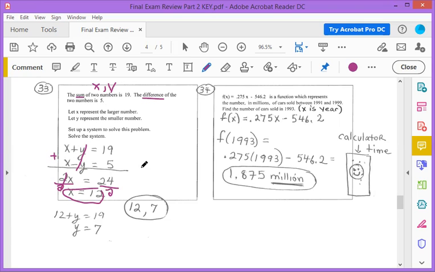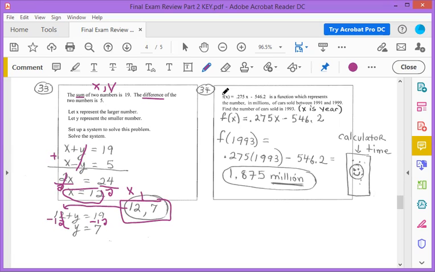We have to then go back and find the second one. So if our x is 12, we have to go back and plug in that value of x into either of these equations so we can get y. So we substitute into the first equation, which remember was x plus y equals 19. But now that we know x is 12, we substitute 12 for x. We solve this equation by subtracting 12 from both sides, and we'll get y equals 7. So the two numbers are 12 and 7.